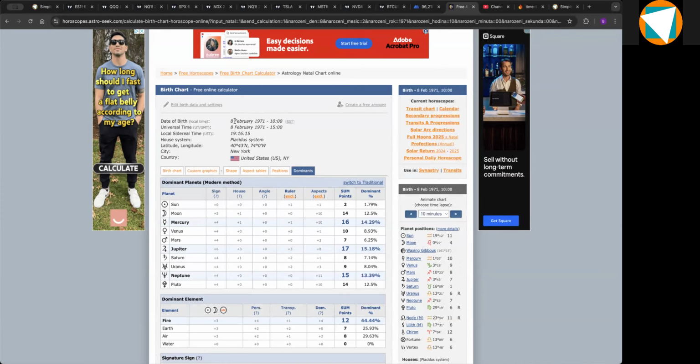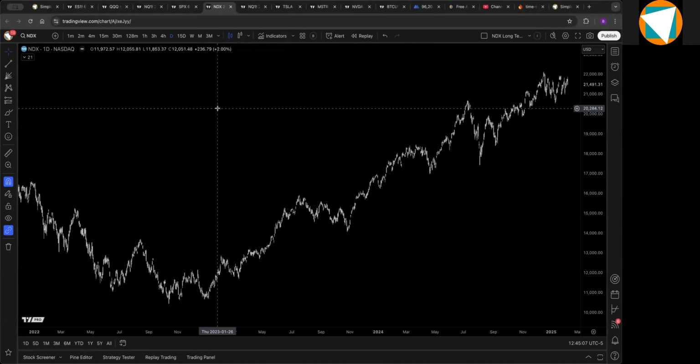So this is using 10 a.m. on February 1971, which is the natal date of the NDX or the Nasdaq index. And we can see here how the dominant planets that combine multiple factors together are Mercury, Jupiter, Neptune, and the Moon and Pluto are kind of fourth and fifth here. So we can use this information to inform our choice of planets over here.